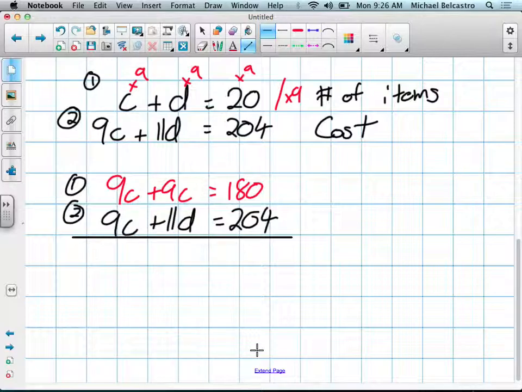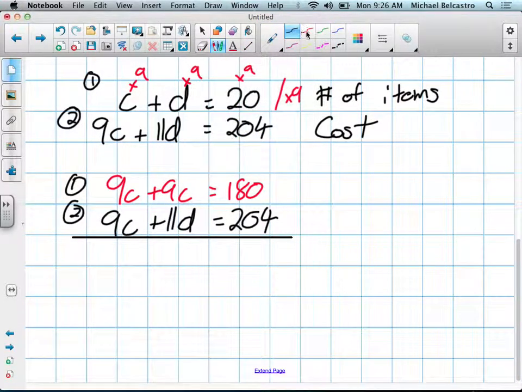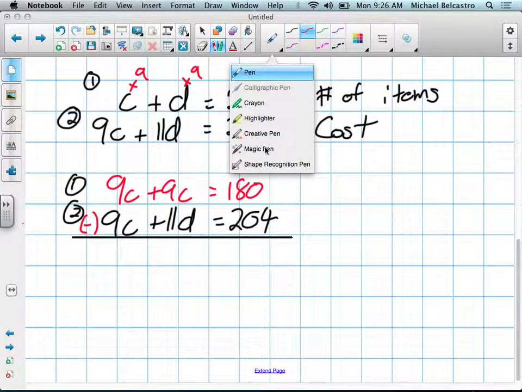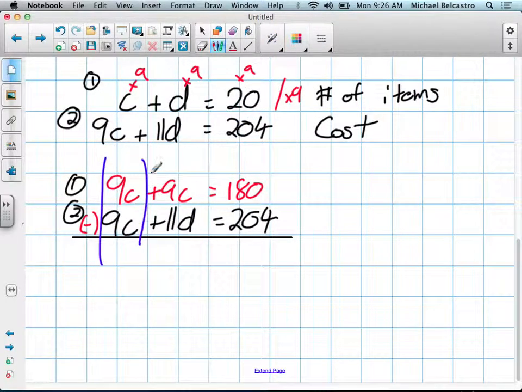They're both positive. Okay, so we're going to need to subtract to get rid of them since they're both positive. So we're going to subtract these two equations. So we'll go column by column. 9C, subtract 9C, what's that going to give us? 0C. Okay?